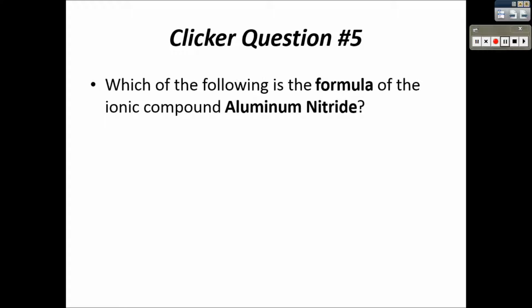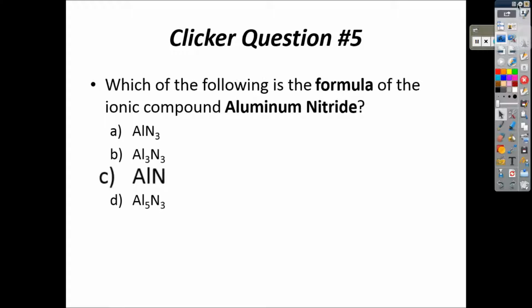Which of the following is the formula for aluminum nitride? So we're going to do the same process here. So the answer for this one is C, right? Aluminum nitride would be AlN. Why is it AlN? I thought I had it programmed in here.